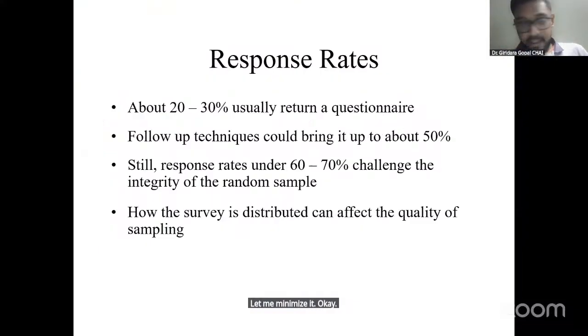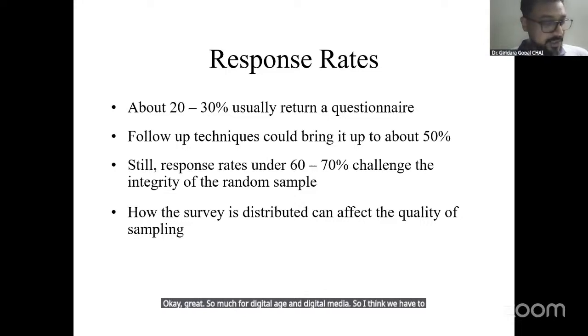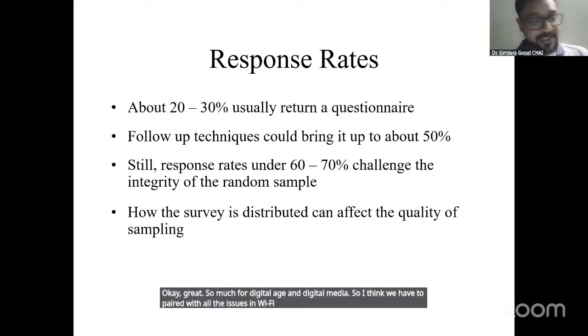Okay, great. So much for digital age and digital media. I think we have to bear with all the issues in Wi-Fi and power fluctuations. But anyway, it's good that we had a break in 45 minutes.